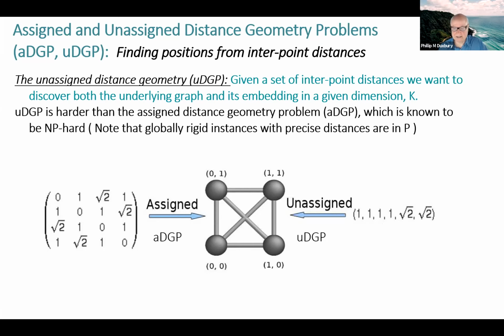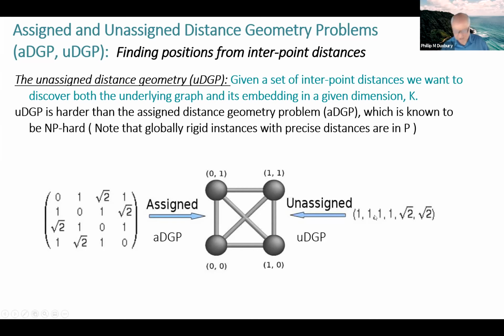And if we are just given the 4 distances of length 1 and the 2 distances of length √2, can we reconstruct that square? The assigned distance geometry problem, we have the matrix, which tells us the pair of vertices between which each distance lies. And so, depending on how I label these vertices, this is the distance matrix, and if I take this information, I can reconstruct the structure.